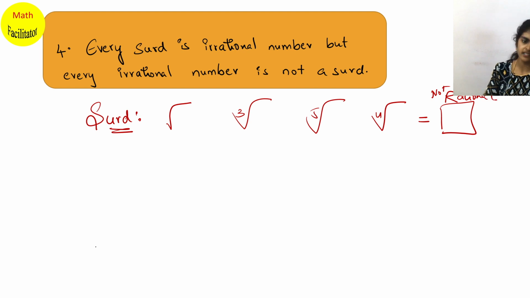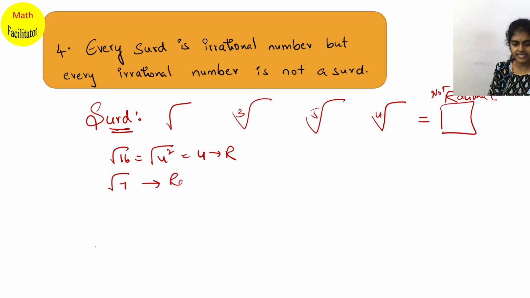Clear? Now for example, if I have root 16, root 16 is nothing but root 4 square, so the answer I am getting is a rational number. If I have root 7, I cannot find the square root of this, so this is an irrational number. Whenever I am getting an irrational number, this is called a surd. Clear? And one more example, cube root of 27. I can write this as cube root of 3 cube.